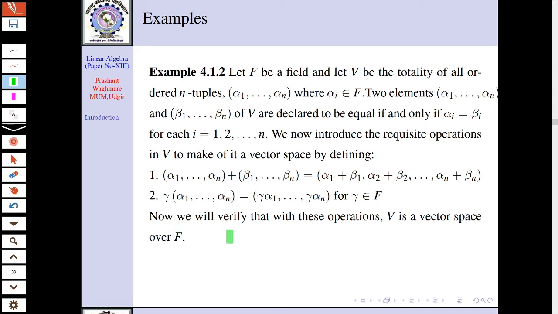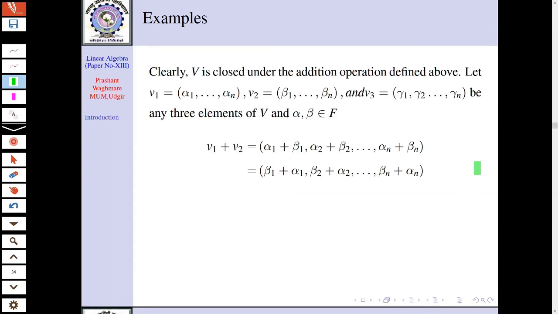Now we verify that V forms a vector space with these two operations. So what is a vector space? A vector space is nothing but an abelian group with respect to addition, this addition, and with respect to scalar multiplication it should satisfy the four other axioms, right? So first let's see how it is an abelian group with respect to addition.